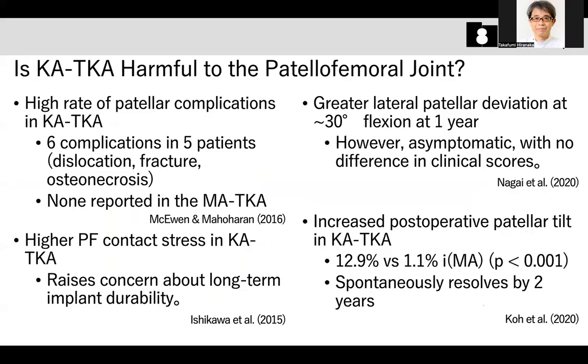There is controversy about whether the patellofemoral joint is worse or better in kinematic alignment compared to mechanical alignment. There are various reports, but that is the same summary. Is the complication rate higher in kinematic alignment or in mechanical alignment? The stress force is higher in kinematic alignment. Maybe this story is only a reflection. If we accept using the spherical or wide groove component, this problem can be resolved.